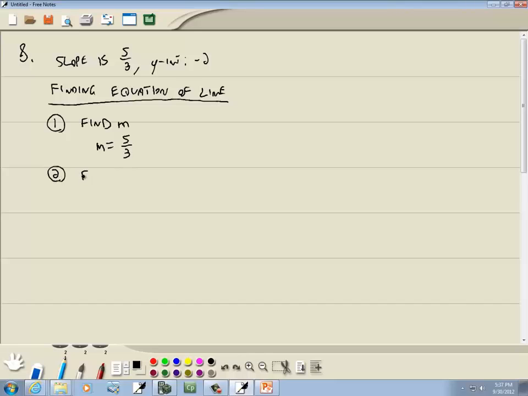Our second step is to find b. What we're going to find is that most times we'll have to do some work for this, and we'll write more out here in the steps. For this particular problem, since they give us a y-intercept, they give us b. So b is -2.